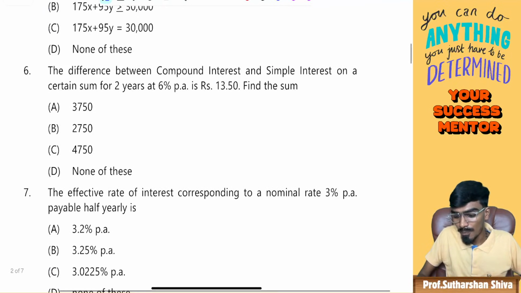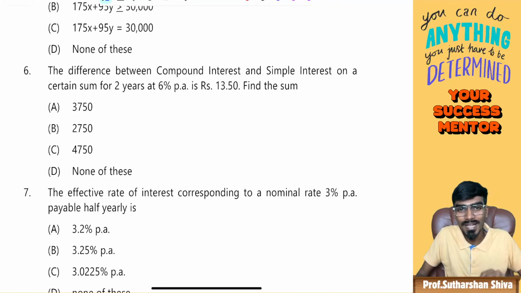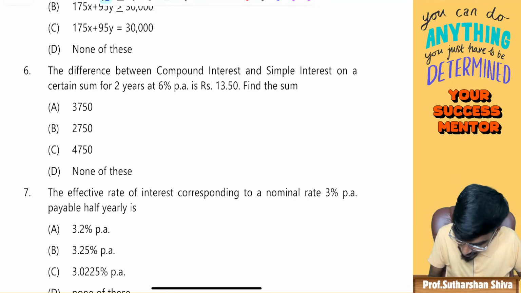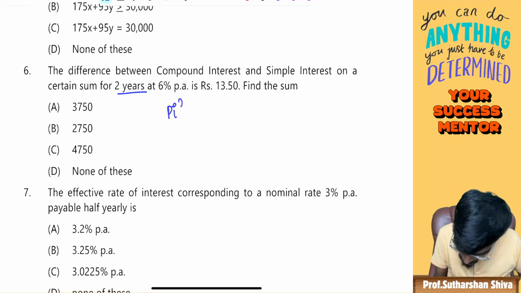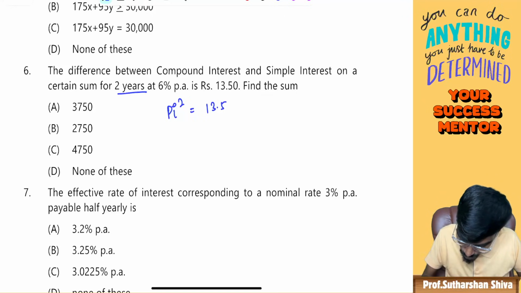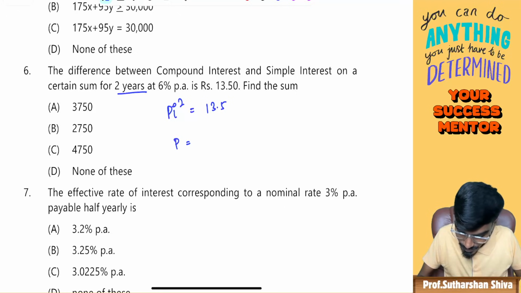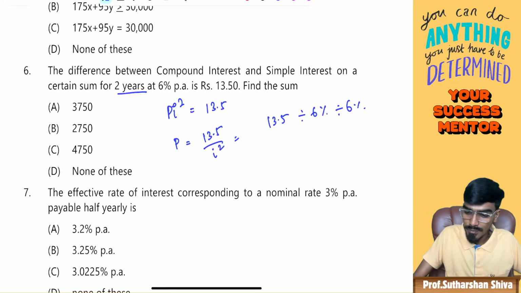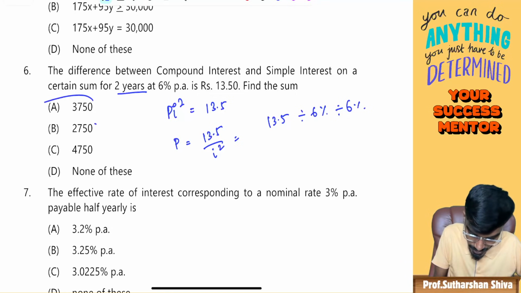Now comes our area, our forte, mathematics of finance, guys. The difference between the compound interest and the simple interest on a certain sum for 2 years at the rate of 6% per annum is 13.5. So 2 years they are asking. We know the shortcut, which is P I square. So P I square is equal to 13.5. They are asking P, that is basically the sum, equal to 13.5 by I square. So take a calculator: 13.5 divided by 6 percentage divided by 6 percentage. You will be getting 3750.